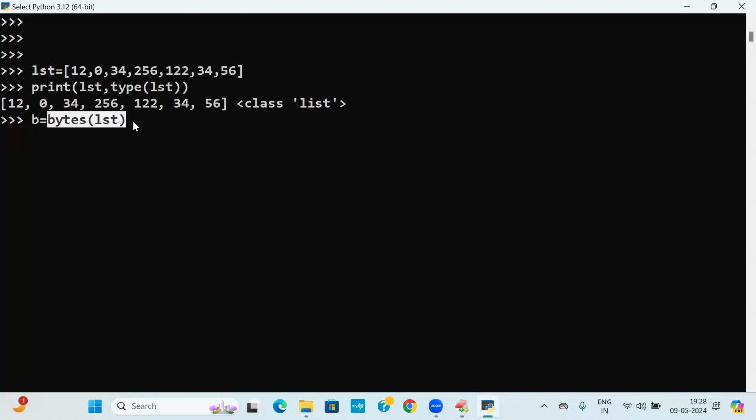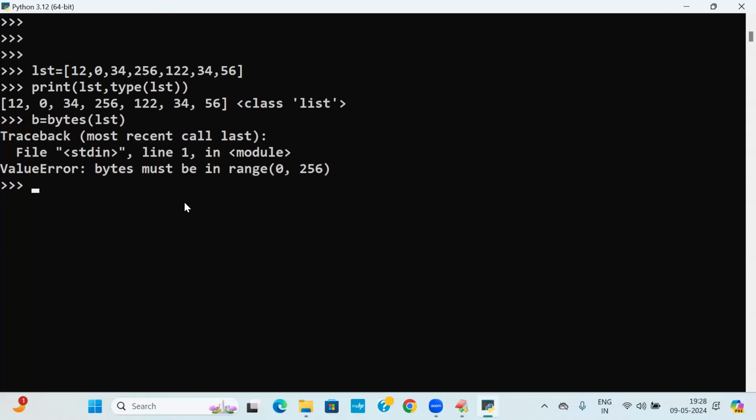B is equal to bytes of what? LST. So it is error. What error? Value error. So 256 is not possible to convert. Read out. Bytes must be in the range of 0 to 256. 256 allowed or not allowed? Not allowed. Now, this is one thing you have to remember.